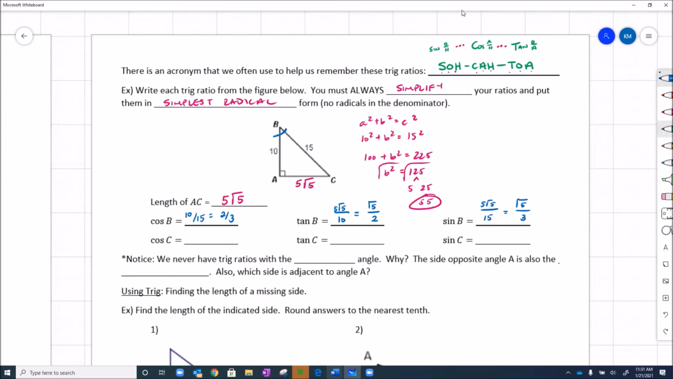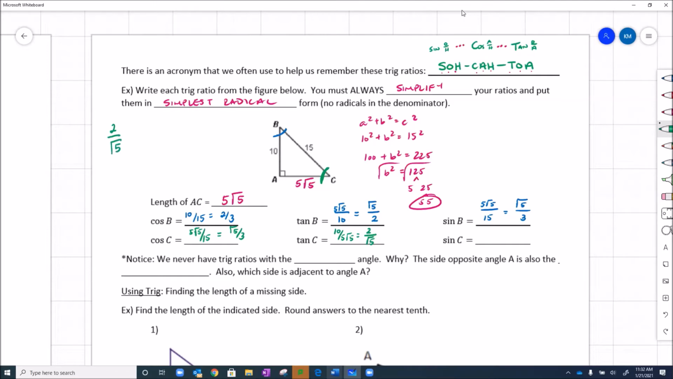All right, looking at C. Cosine C, again looking from C, cosine is adjacent over hypotenuse. 5 radical 5 is our adjacent, our hypotenuse is 15, so 5 goes into both of those, radical 5 over 3. Tangent C, opposite over adjacent, so that's 10 over 5 radical 5, and so now I see that I'm going to be running into a radical in the denominator. Do that over here. 2 radical 5, remember we cannot have radicals in the denominator.